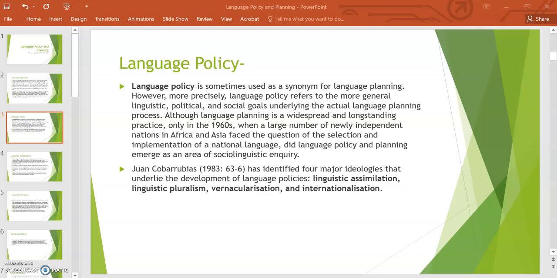So Juan Cobarrubias has identified four major ideologies that underlie the development of language policies: linguistic assimilation, linguistic pluralism, vernacularization, and internationalization. But before we come to these terms and define them, we should be clear about the difference between language policy and language planning. So, to sum it up in one line, language policy is the idea and planning is the execution part.